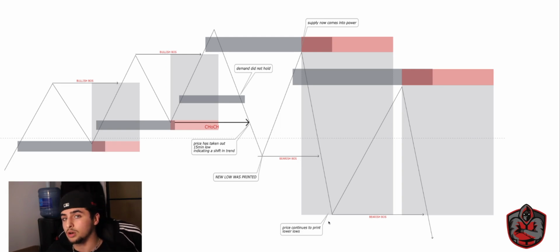Okay, that's just a further confirmation to let you guys know that supply is now in power. But then what happens? Price pulls back into a new area of supply and then continues over to the downside. Alright, so I hope you lot understood what I just explained, and now let's move on to the charts.